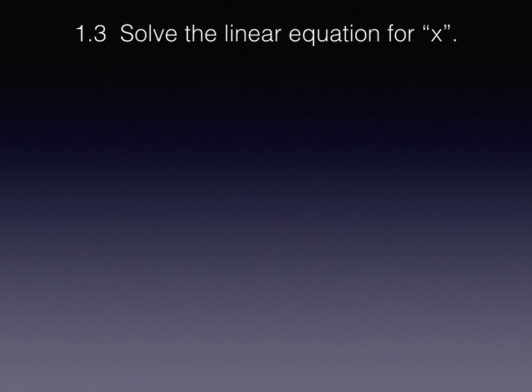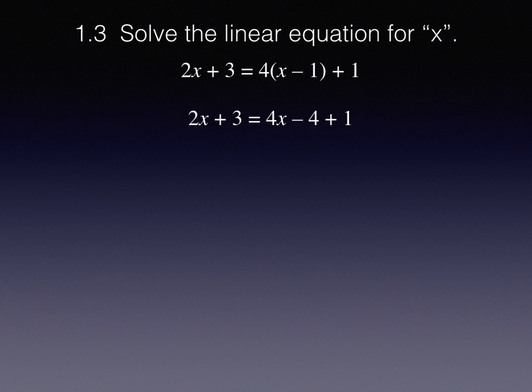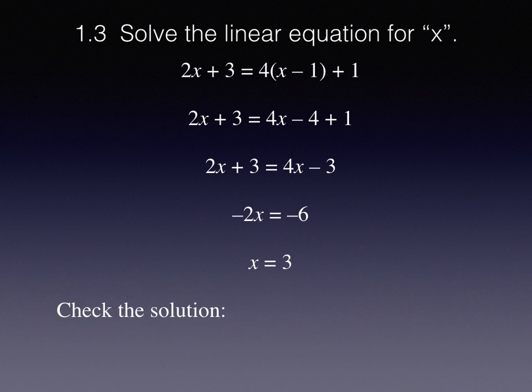Here we have a linear equation which will have one solution. And we're going to distribute the 4 inside the parentheses. And then we have an x on both sides. But also there's some like terms that can be combined on the right. Now we have to get our x's together and our numbers together. Let's subtract 4x from both sides and subtract 3 from both sides. Divide by -2. And our solution is x equals 3.